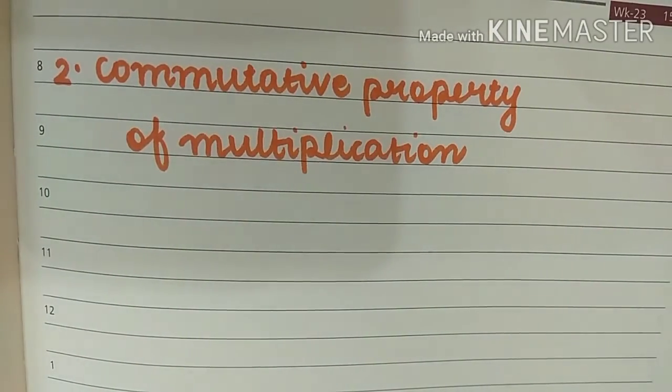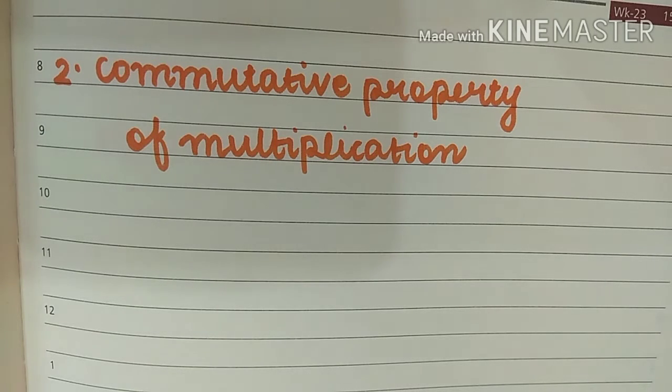Now we are going to learn the commutative property of multiplication. You remember in my last class I taught you the commutative property for addition. So here we are going to learn the commutative property for multiplication. Let me explain it first. For any two rational numbers p by q and r by s, we can write it like this: p by q into r by s is equal to r by s into p by q. So this is what is called the commutative property.